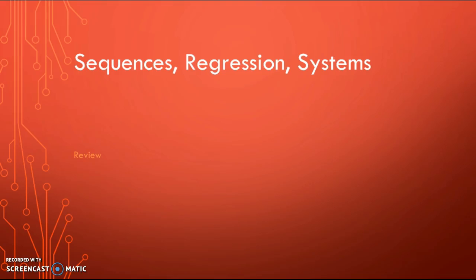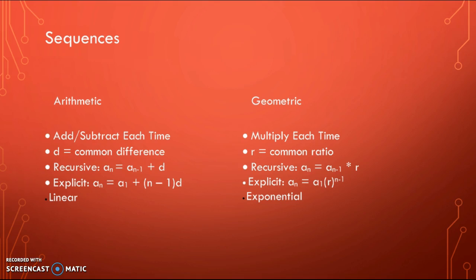For this video, we're going to start going back over stuff that we've looked at throughout the unit to help get ready for our upcoming tests. So we looked at sequences, regression, and systems. To start with, we looked at sequences, and we have two types, arithmetic and geometric.